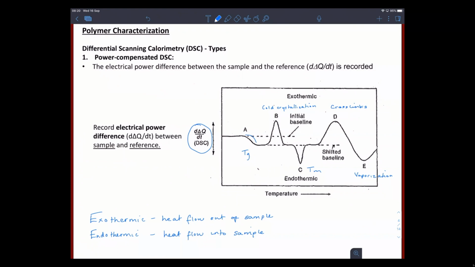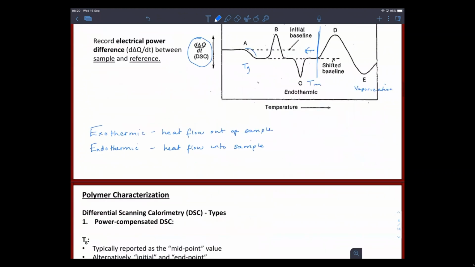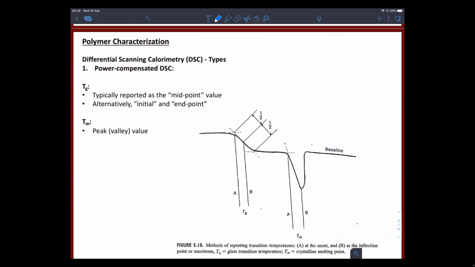Now the crosslinks are a little bit further up because these can form later on, and then as we continue to heat, we can go through vaporization. The main bit that we actually deal with is this side of things. These are the things that we're interested in. We're interested in establishing the TG, which is connected to the cold crystallization, and the TM. Measuring the TG and the TM, or getting the values for those, is really straightforward.